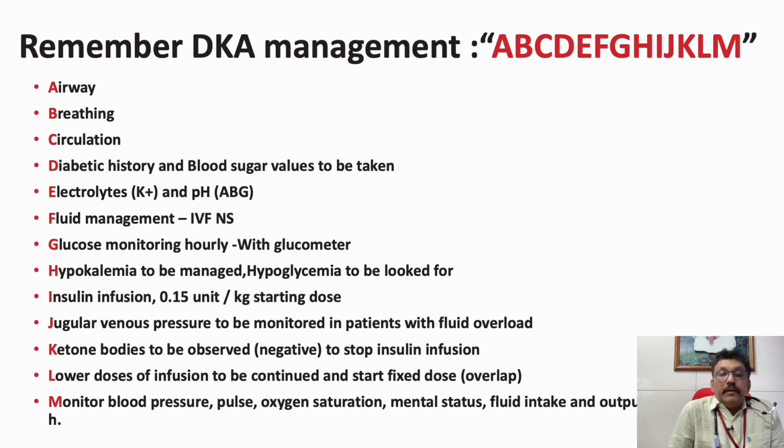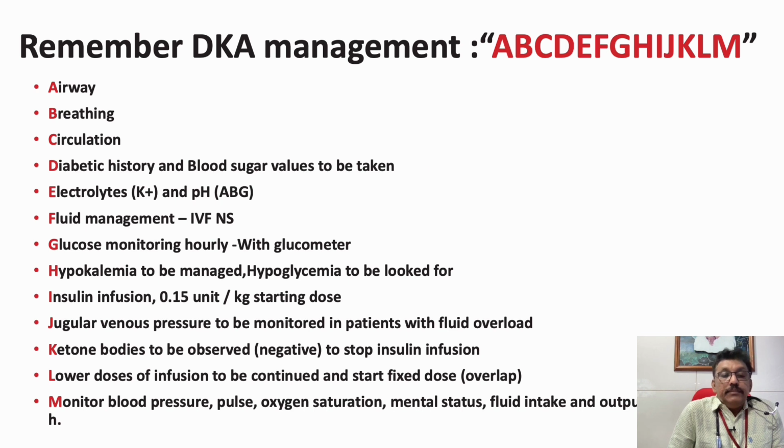JVP should be monitored in patients who are having cardiac failure. Otherwise, routine JVP or CVP monitoring is not required in DKA. In patients who have fluid overloaded conditions like renal failure or cardiac failure, this is required. Ketone bodies can be measured in serum in DKA patients. Urine ketone bodies are not a good choice in DKA, because sometimes ketone bodies cannot be seen in the urine of patients having a renal disorder.